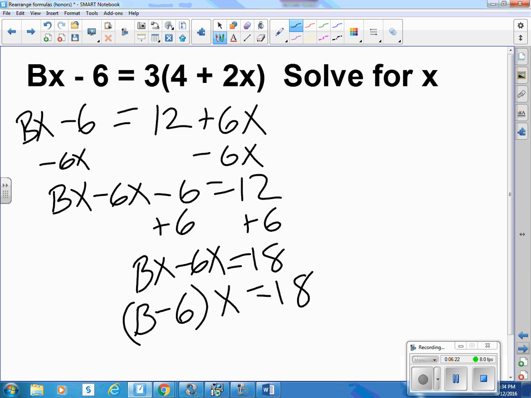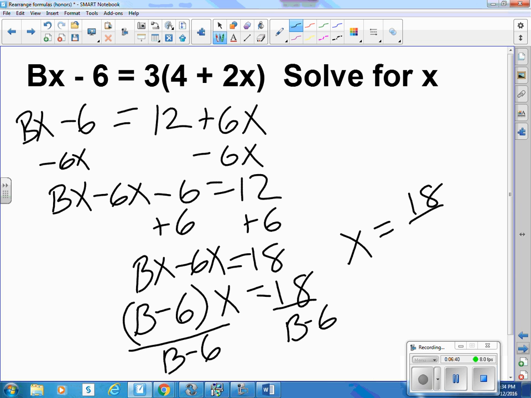The reason to write it like that is because now I can get the x all by itself. I can divide by what is being multiplied. It's being multiplied by b minus 6, so we're going to divide by b minus 6. So that equation solved for x is 18 all over b minus 6.